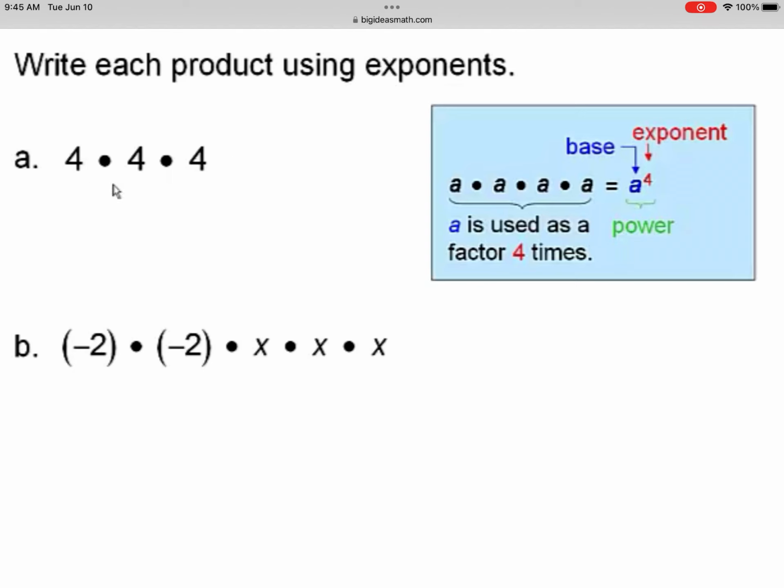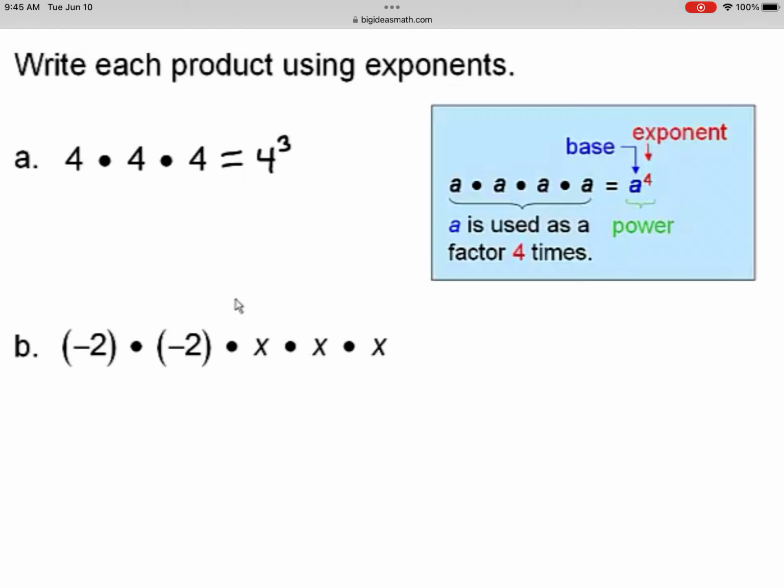The expression is 4 times 4 times 4. So this is a product of repeated factors where the repeated factor is 4. We can also call 4 the base. And the number of times it's repeated as a factor is 3. So if we use 3 for an exponent, another way to write the product is 4 to the 3rd power. And that's the answer to part A.